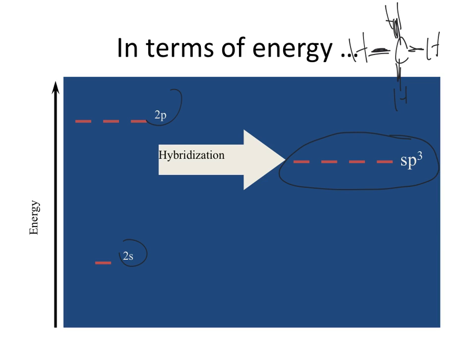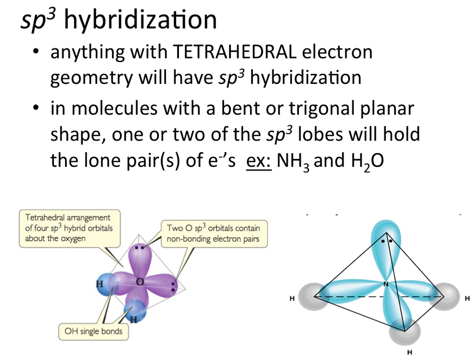So when we mix these orbitals, one 2s and three 2p orbitals, we get 4 sp3 hybridized orbitals that are all degenerate. So identifying sp3 hybridizations, okay, anything with a tetrahedral electron geometry, so anything with 4 electron domains around the central atom, is going to be an sp3 hybridized molecule. Okay, so it doesn't have to be tetrahedral in shape, it just has to be tetrahedral in terms of electron geometry. So that means that it has 4 different groups around that central atom.